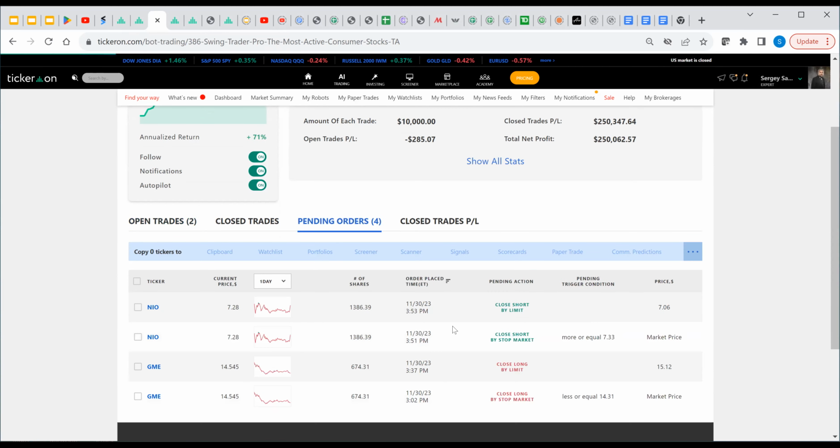Okay. You see, the way they are set up is as follows. You see, pending action. Okay. Close short, buy limit. It's going to be at the price of 706. Okay.